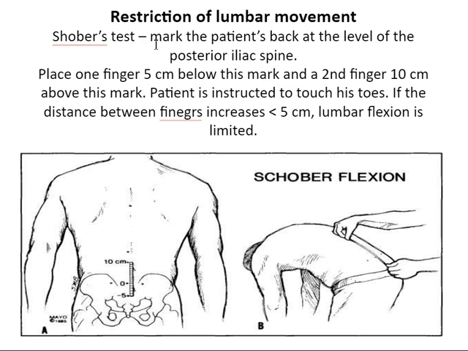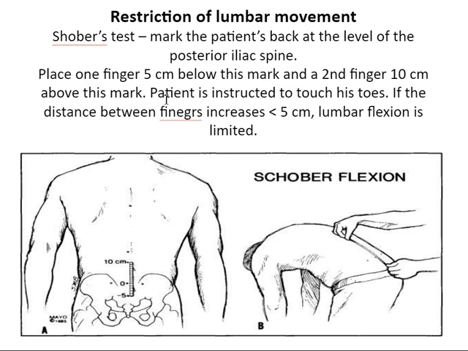You have to mark the patient's back at the level of the posterior iliac spine. Now place one finger 5 cm below this mark and a second finger 10 cm above this mark. So mark 5 cm below the posterior iliac spine and 10 cm above the posterior iliac spine. Okay. Now the patient is instructed to touch his toes. When the patient does this, the distance between the fingers should increase by greater than 5 centimeters.